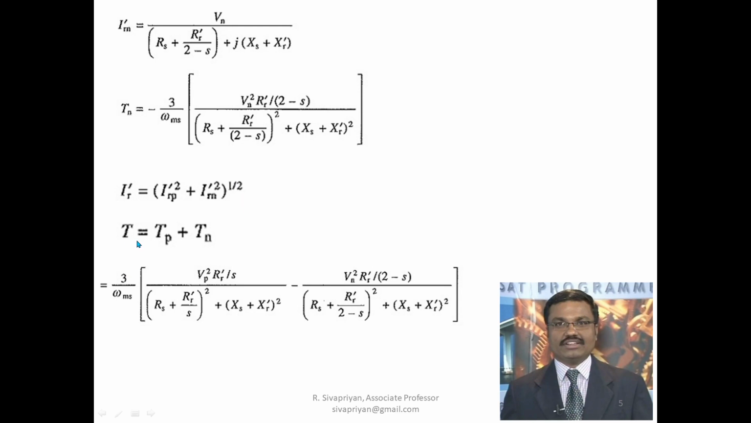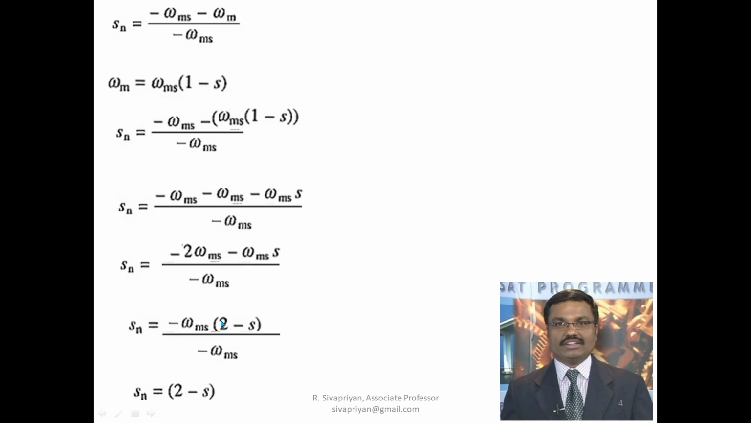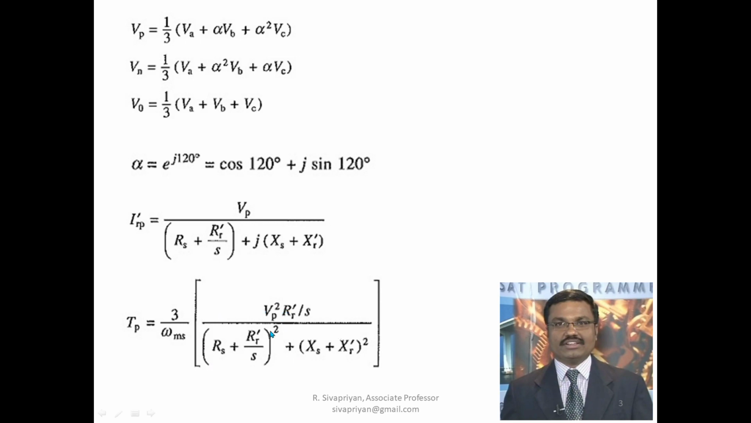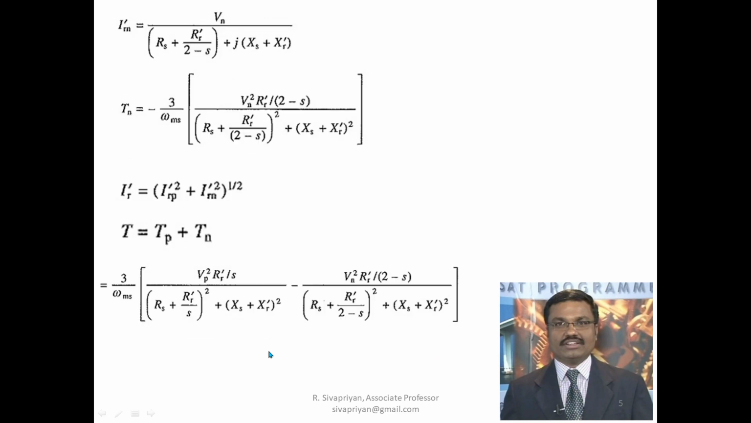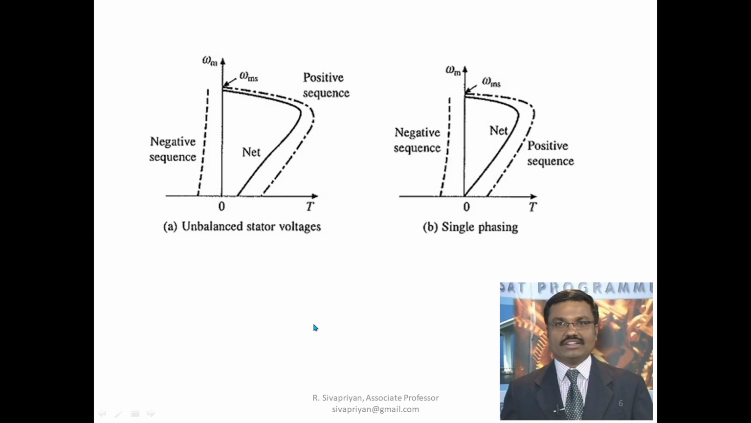Similarly, what is the torque? Positive sequence torque plus negative sequence torque will give the total torque. Now you can substitute the TN value and the TP value. This is the Tn value, and this is the TP value, the normal value. If you substitute, you will get the equation.